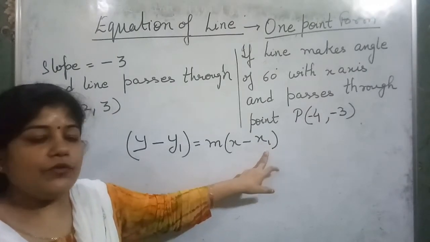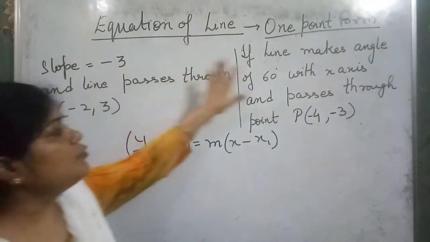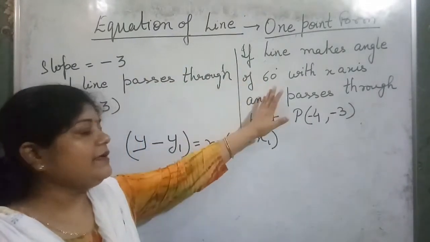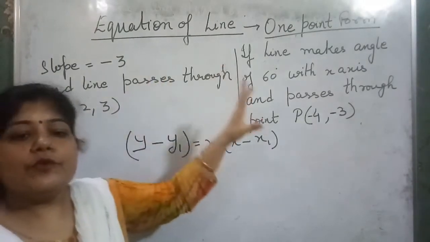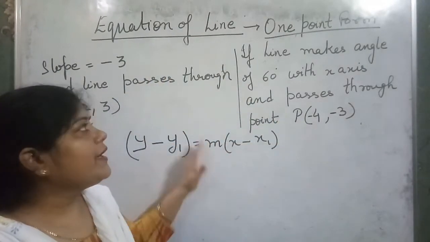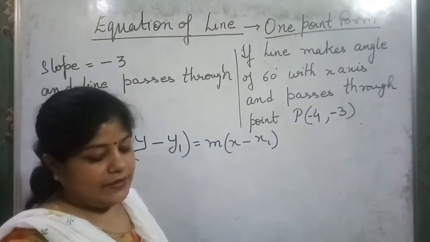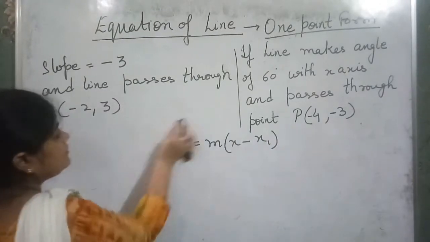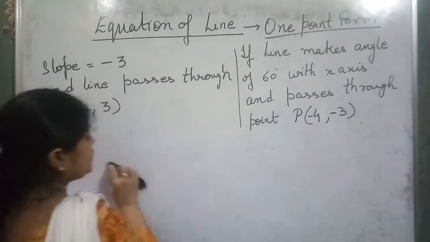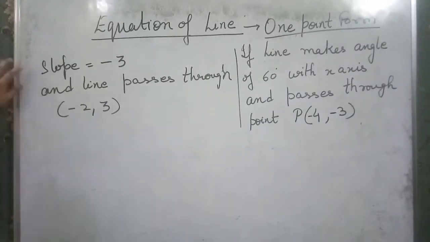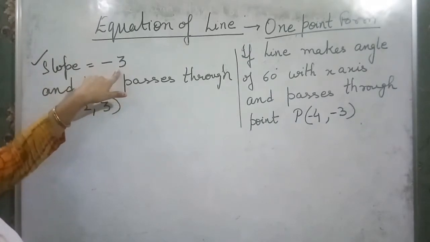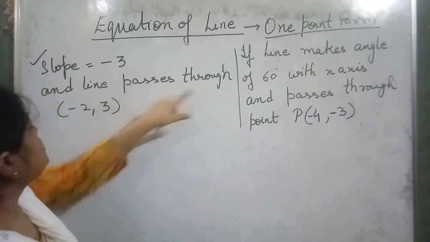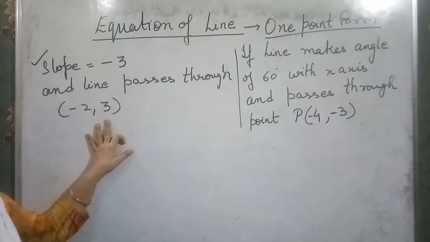Now it is clear to you. I have taken two types of questions separately, and just see how I apply this formula in both the cases to find the equation of the line. Now one by one, watch both of the questions. In the first question it is given that the slope of the line is minus 3 and the line passes through the point minus 2 and 3.